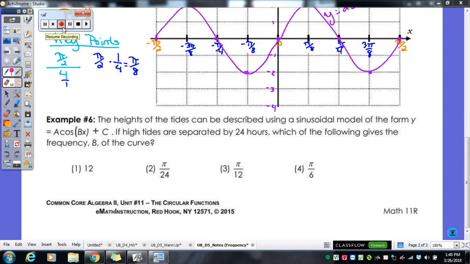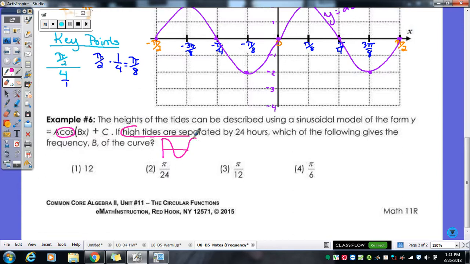So then our last question here. The heights of the tides can be described by using the sinusoidal model in the form of y equals a cosine bx plus c. If high tides are separated by 24 hours, which of the following gives the frequency of the curve? So we have to think about this. They tell us that it represents a cosine curve. So cosine, remember, goes high, low, high. That's when it's completed one full curve.